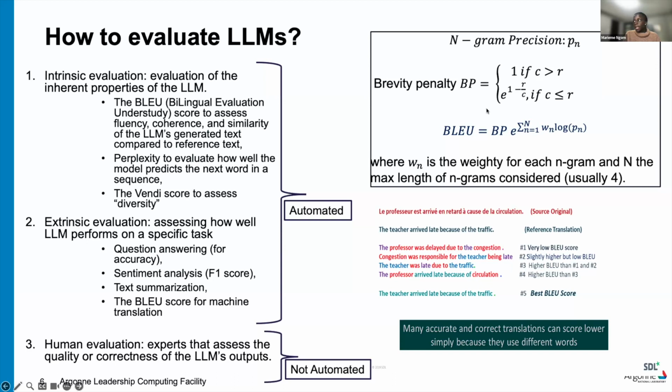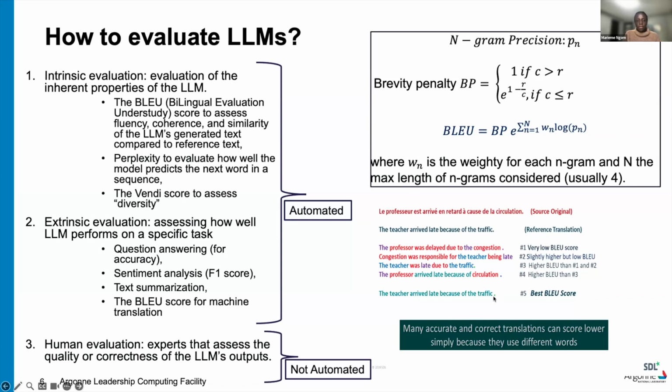It's pretty easy to compute, but you can see in this example here, this is translating a French sentence. The reference translation is, the teacher arrived late because of the traffic. And depending on the max length of n-grams you are considering, I believe n-grams were introduced to you earlier in this series, you have different scores.